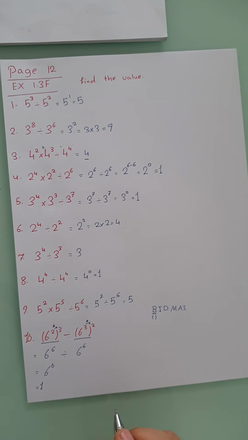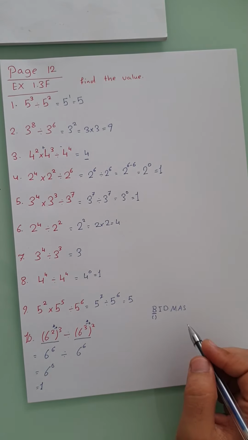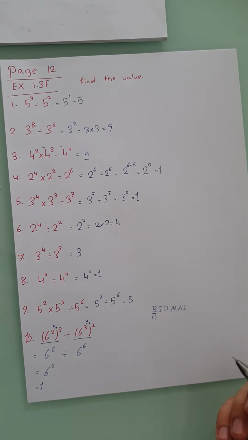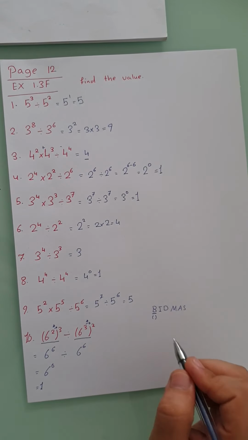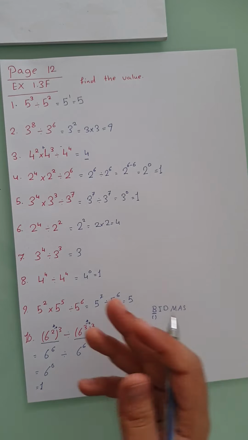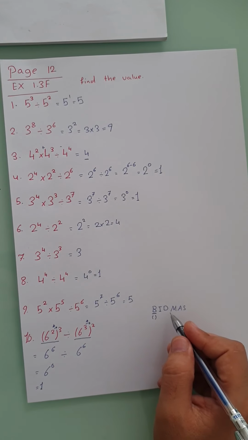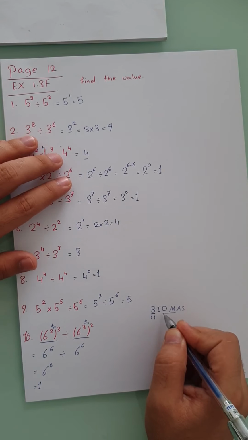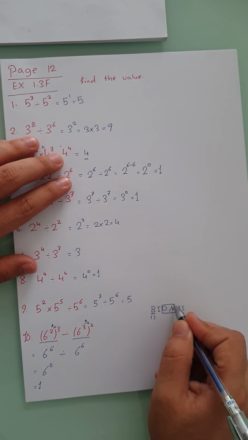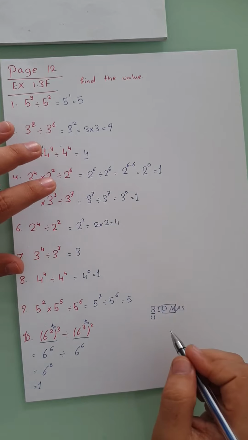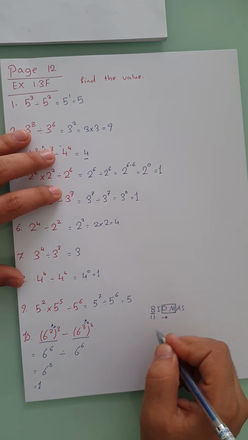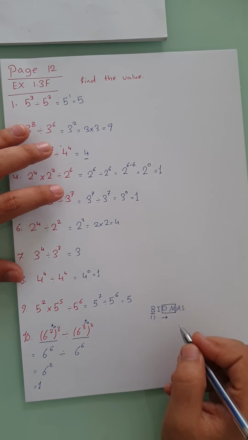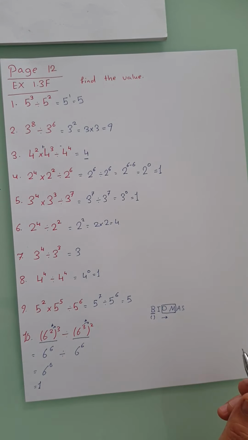Okay, you need to pay attention to the BIDMAS rule. Who comes first? Which should I simplify first? So B for the brackets, I for the indices, which is this one, D for division and multiplication. Actually, those are the same rank. If both of them come in the same question, at the same level, you need to go from left to right. And then we have addition and then subtraction.